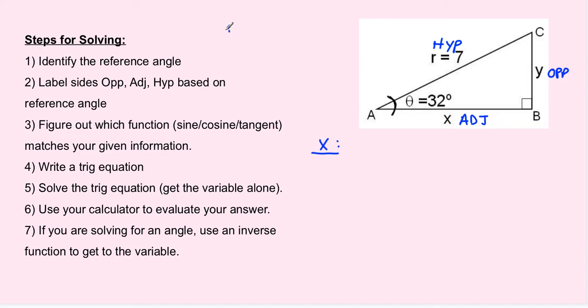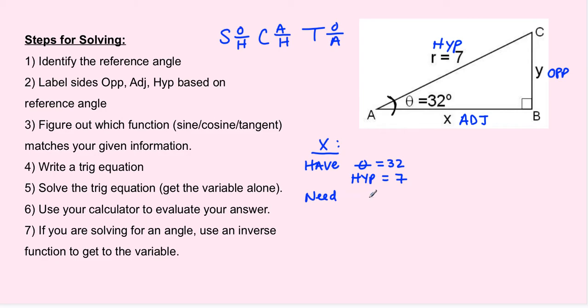I try to remember sine is opposite over hypotenuse, cosine is adjacent over hypotenuse, and tangent is opposite over adjacent. I see that in terms of x, I have the following: theta equals 32, the hypotenuse is 7, and what I'm looking to solve for is x, which is adjacent.